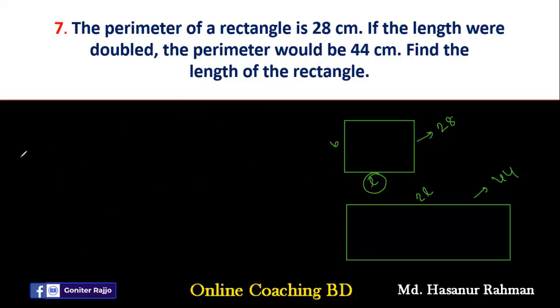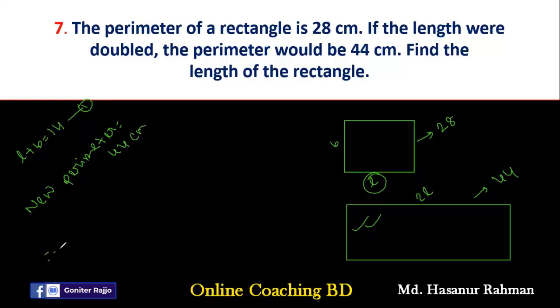So what is equation number 1? That is L plus B equals 14. Now if we double the length, then what will it be? The length will be 2L. Then the new, modified perimeter, that means the perimeter of this rectangle, is 44 centimeters right now.